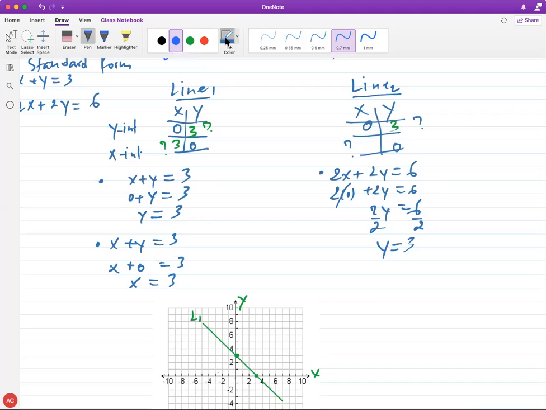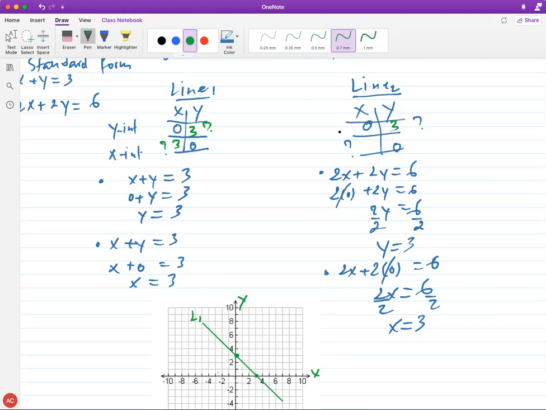Let's do the same thing again, this time with this point. This time we know the y, but we don't know the x. We know the y, so we're going to plug it here. Then we're going to solve for the x. So it'll be 2x plus 2 times y, which is 0, equals 6. So that cancels. So 2x equals 6. And again, divide by 2, so x will be 3.